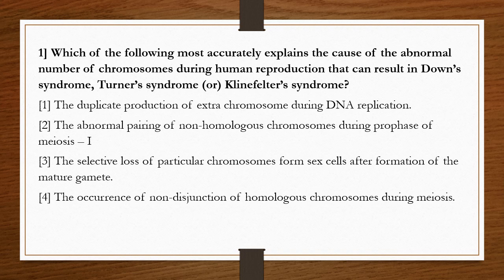2. The abnormal pairing of non-homologous chromosomes during prophase of meiosis. 3. The selective loss of particular chromosome from sex cells after formation of mature gamete. 4. The occurrence of non-disjunction of homologous chromosomes during meiosis. Let's see its explanation in the next slide.